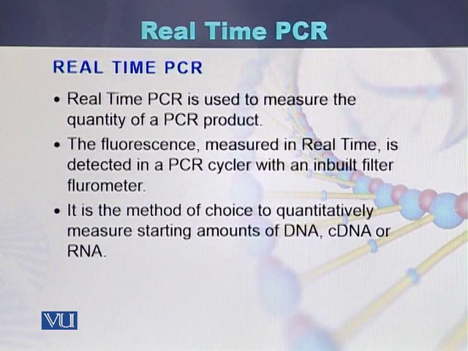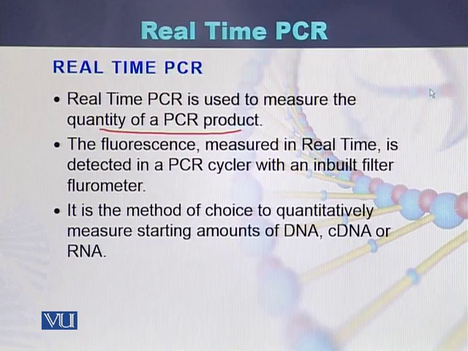Real-time PCR is used to measure the quantity of a PCR product. The fluorescence is measured in real time, and is detected in a PCR cycler with an inbuilt filter fluorometer. So there is a fluorometer present in the PCR cycler, and with the help of that fluorometer, fluorescence is measured.